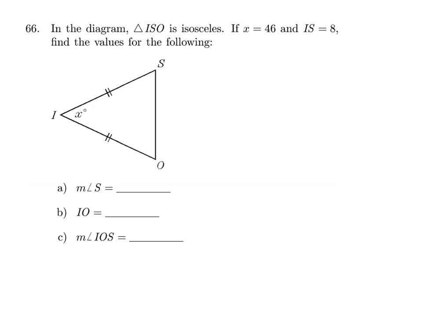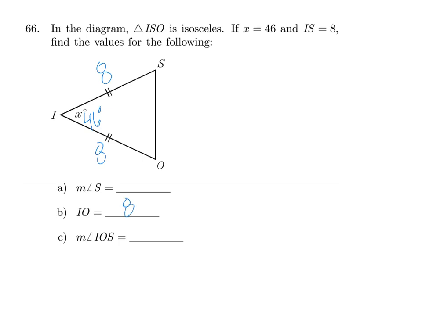All right, number 66. In the diagram, ISO is isosceles. Okay, we have the sides labeled. If x is equal to 46, this is 46 degrees, and IS is 8. Wait, that's 8 up here, so that makes the other congruent side 8. Find the values of the following. IO is 8.